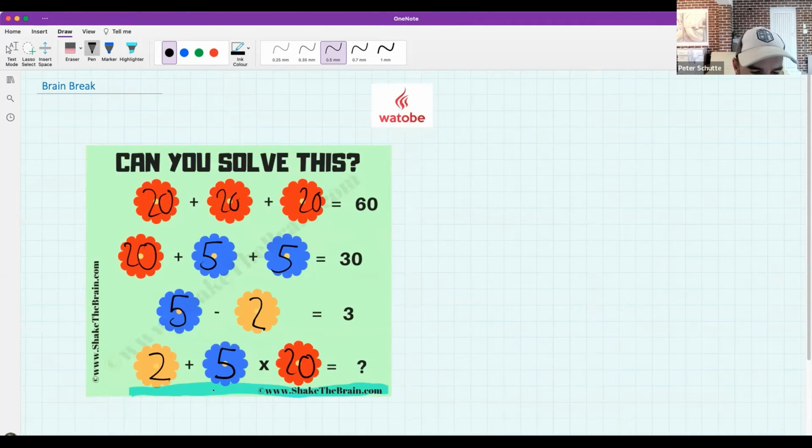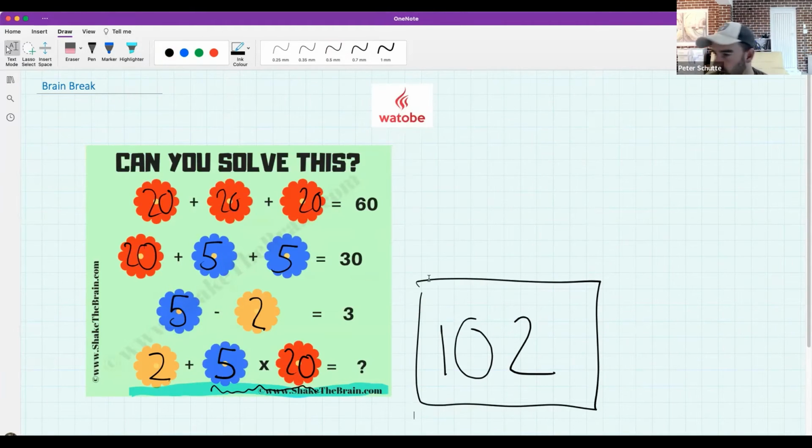Well, because of BODMAS, we have to do the multiplication first. And so the final answer should be 102. Well done. Look, I see lots of you got it right. Yes. Well done, Mohammed. Well done, everybody. Well done, guys. So that was just something a little different for our brain break today. Oh, wow, you all got it. Cool. Now we must definitely do a couple more of these brain breaks.